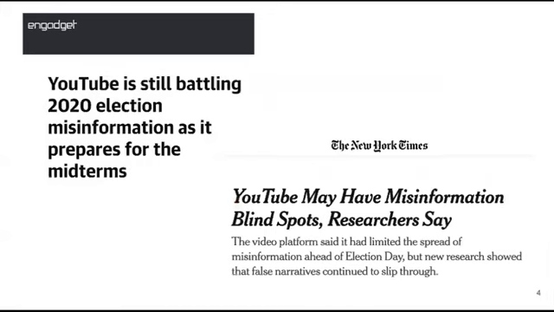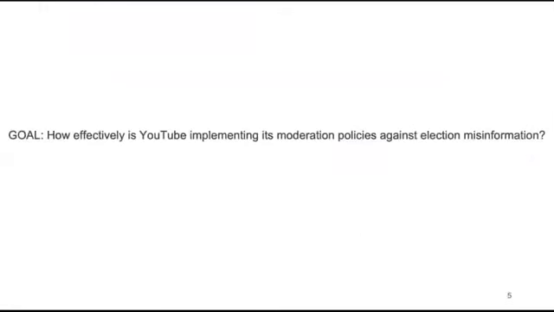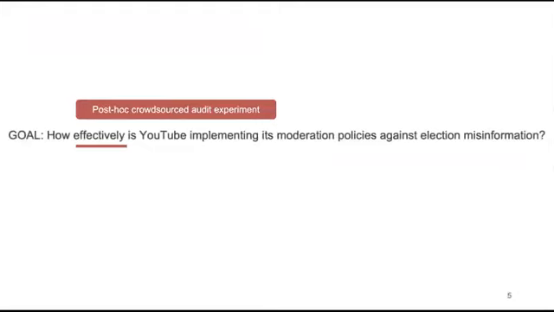However, before the US midterm 2022 elections, there were reports saying that YouTube has misinformation blind spots and that its algorithms still surface election-related misinformation. So in the study, our goal was to determine how effectively YouTube implemented its content moderation policies against election misinformation. And we did so by conducting a post-hoc crowdsourced audit experiment on the platform.